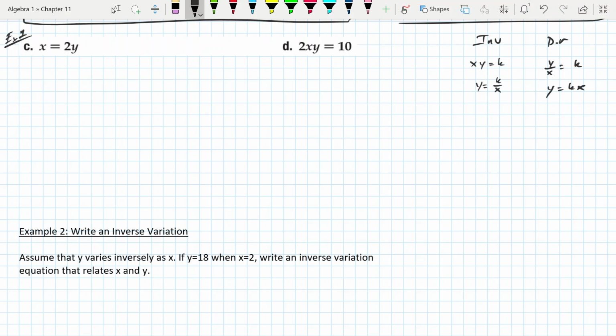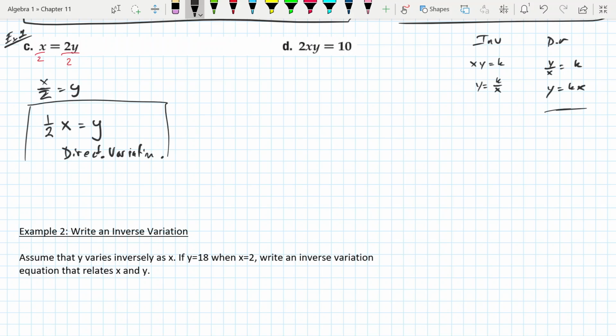And at first, for C, well, it almost looks like direct variation, but it's not a y equals x. It's a x equals 2y. Well, that's still a direct variation. If I divide both sides by 2, I have x over 2 equals y. But x over 2 is the same as 1 half times x equals y. And that is a direct variation. And your justification could just be the equation itself there. It's in the direct variation form.